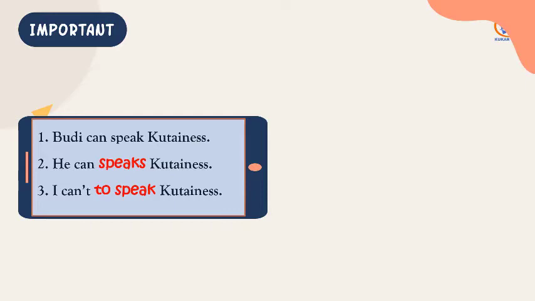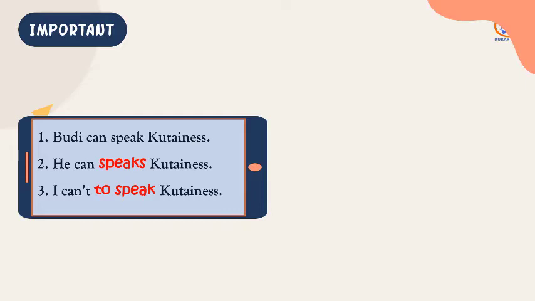Sentence number 1. Budi can speak Chinese. Listen one more time. Budi can speak Chinese. Sentence number 2. He can speak Chinese. Listen carefully. He can speak Chinese. And the last sentence, I can't to speak Chinese. I can't to speak Chinese.